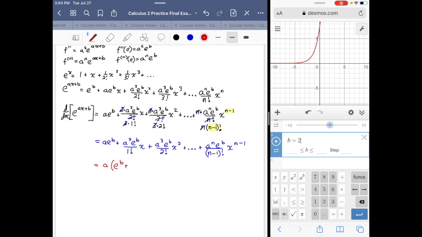That's going to leave me e to the b plus, instead of a squared e to the bx, I'm going to write it as a e to the bx plus, instead of a cubed, it's going to be a squared e to the b over 2 factorial x squared plus dot, dot, dot. You know what? I could even go a third term if I want, because I could just follow that trend. A to the third e to the b over 3 factorial x cubed, and then I can go to my general term.